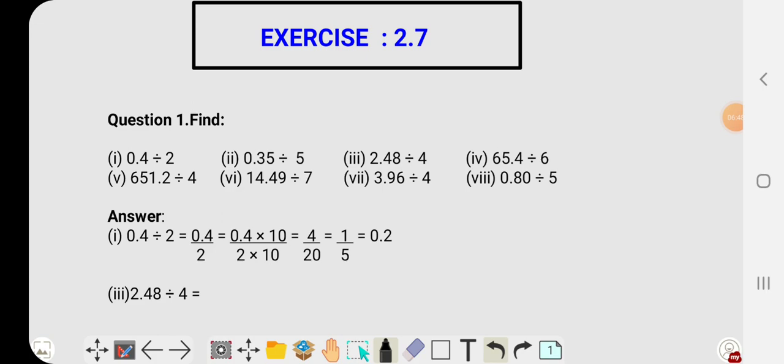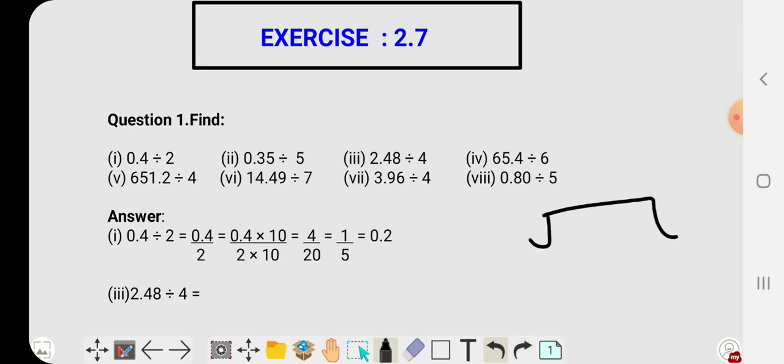For this we have written 0.4 upon 2, and we can see there is one number after the decimal, so we have multiplied by 10 to the denominator as well as the numerator, okay. And then this becomes 4 upon 20. 4 upon 20, by cancelling with 2, we have got 1 upon 5.